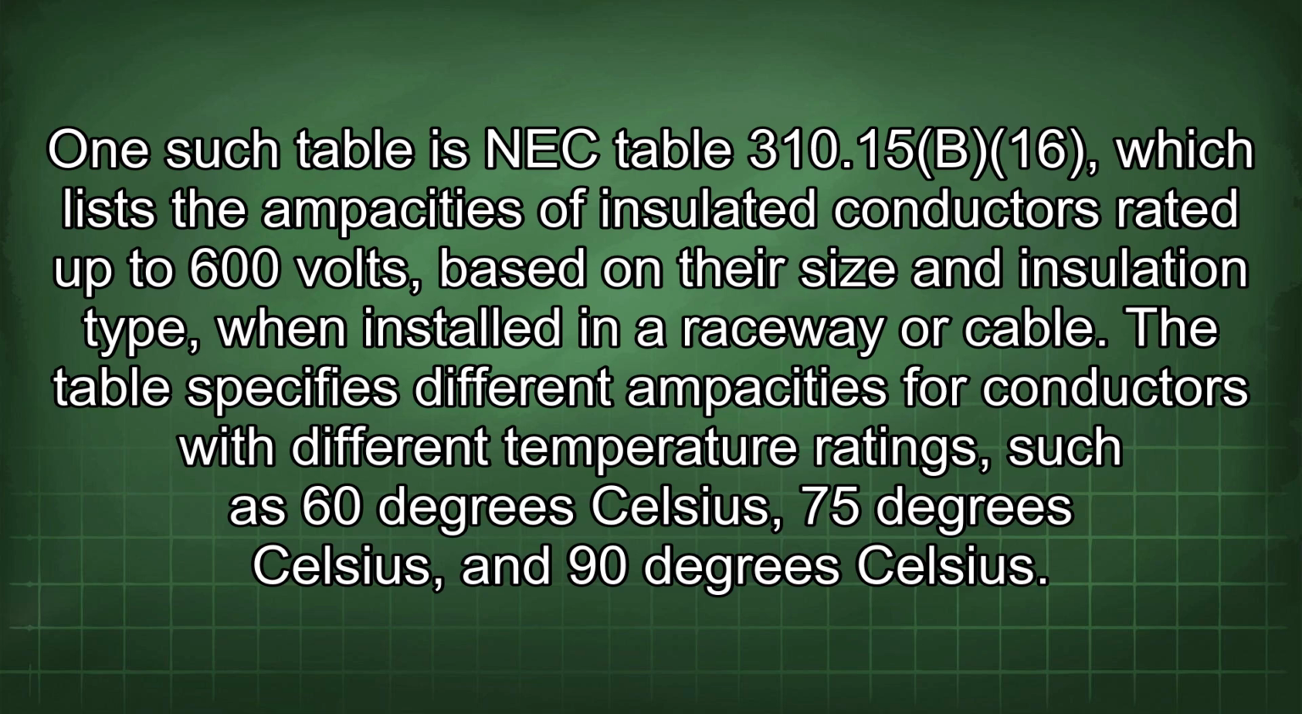One such table is NEC Table 310.15(B)(16), which lists the ampacities of insulated conductors rated up to 600 volts, based on their size and insulation type when installed in a raceway or cable.